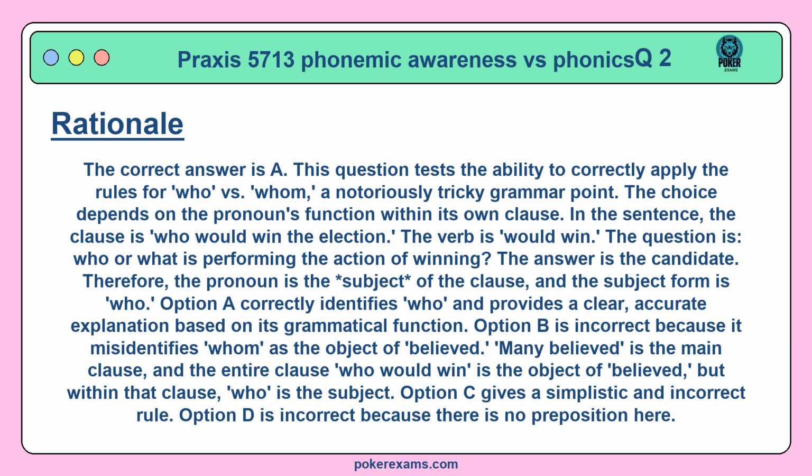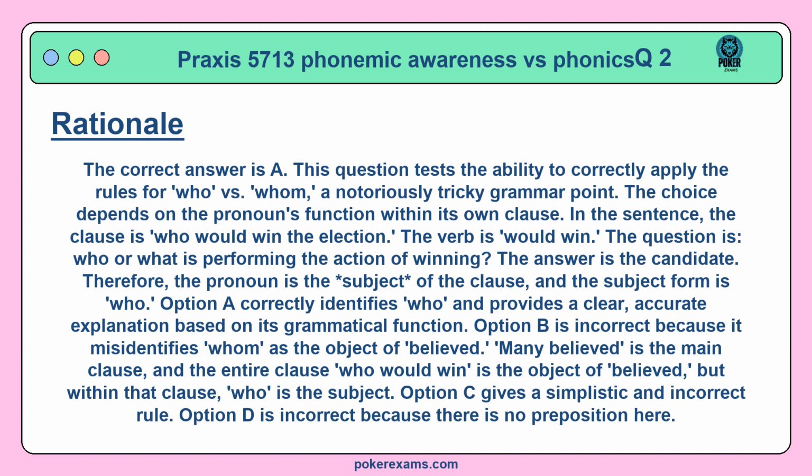The verb is would win. The question is, who or what is performing the action of winning? The answer is the candidate. Therefore, the pronoun is the subject of the clause, and the subject form is who. Option A correctly identifies who and provides a clear, accurate explanation based on its grammatical function.